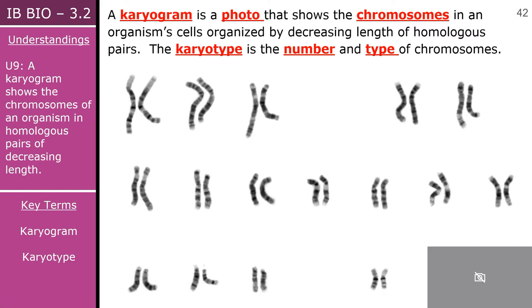So that's a karyogram. A karyotype is different from a karyogram in that it is the number and type of those chromosomes. So the karyotype for this one, you would count how many pairs there are. So there would be 1, 2, 3, 4, 5, 6, 7, 8, 9, 10, 11, 12, 13, 14, 15, 16, 17, 18. So you would say that there were 18 pairs of homologous chromosomes. That would be its karyotype. So karyogram is the picture. Karyotype has to do with the number and type of chromosomes.